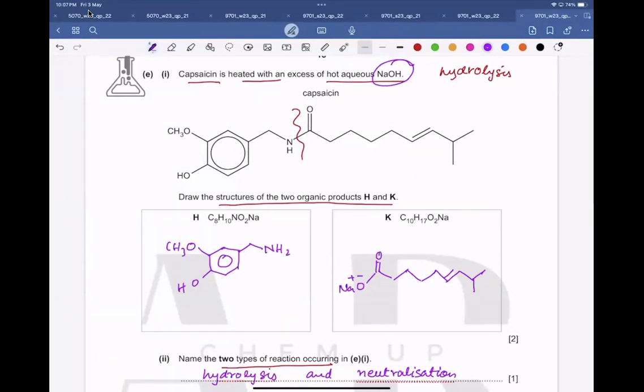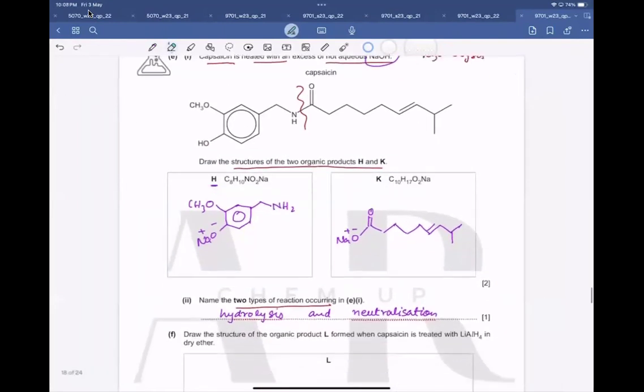So see, that's what I have discussed earlier, that when there is a phenol and we use sodium hydroxide, sodium displaces the hydrogen of the phenol. So here there would be one sodium as well. Is this clear to all of you?